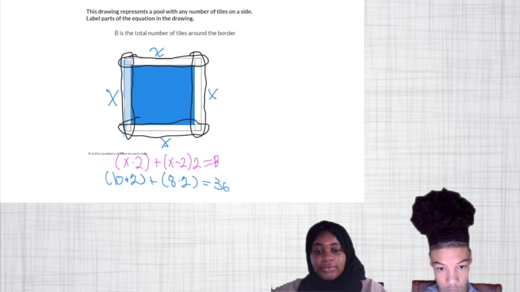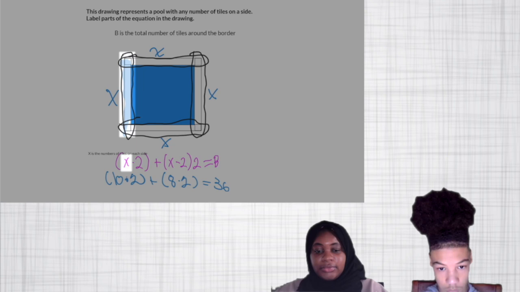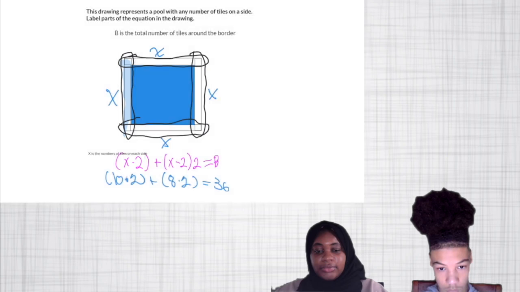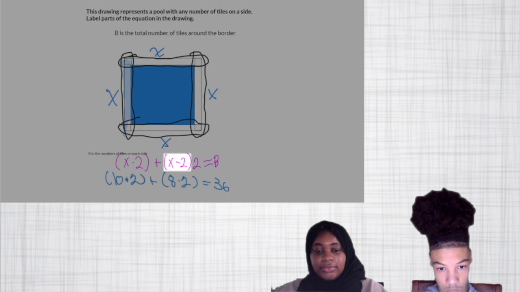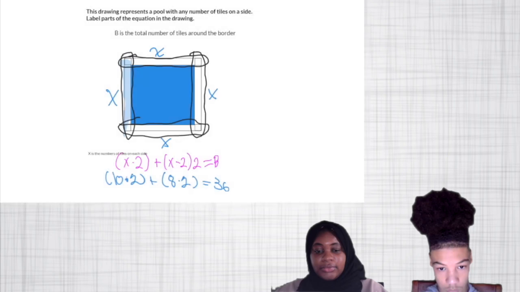Halima and ET were able to agree what x represented. It was the number of tiles on any side. They then said that times 2 was groups of, and the x times 2 was then the 2 groups of x tiles. Then they tried to tackle the x minus 2. They knew x was the number of tiles on top of the pool, and the minus 2 was for the corners. But why are they subtracting the 2?